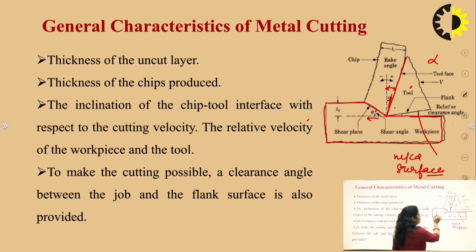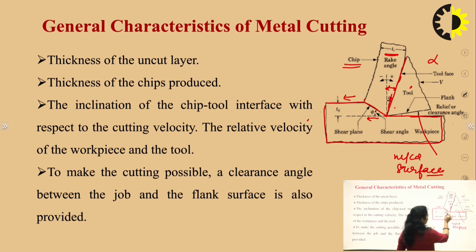Now as the tool is moving in this direction, it will remove some material from the workpiece. So this is the material, this is basically the chip. Okay, so this tc is basically the chip thickness. This is the waste material, meaning this material is removed from the workpiece, and this is the thickness of this chip.